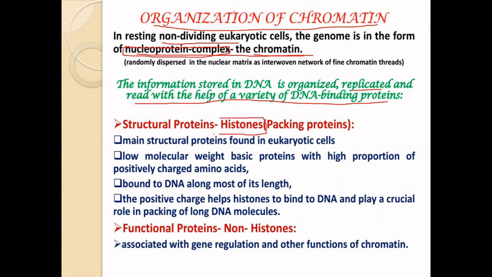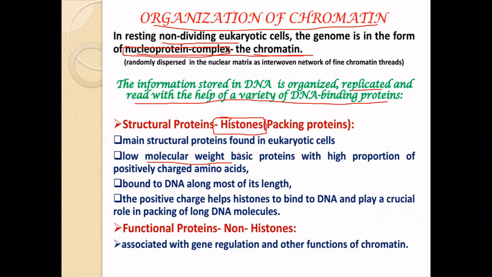Histone is the main structural protein which helps in DNA packaging. They have low molecular weight. They are very conserved, with a very conserved sequence through evolution. In eukaryotic organisms, whatever the evolutionary path, histone is very conserved. The change among different species is very little.